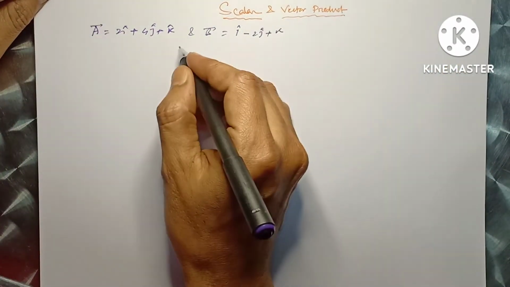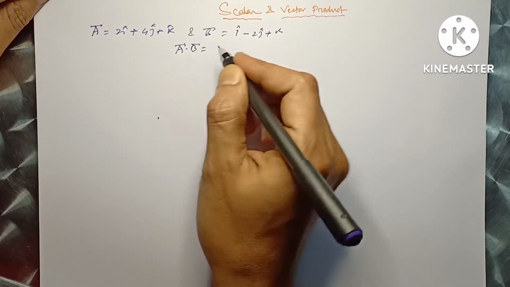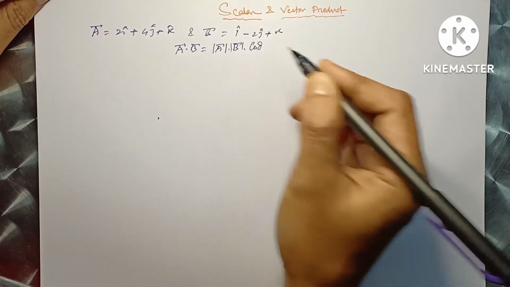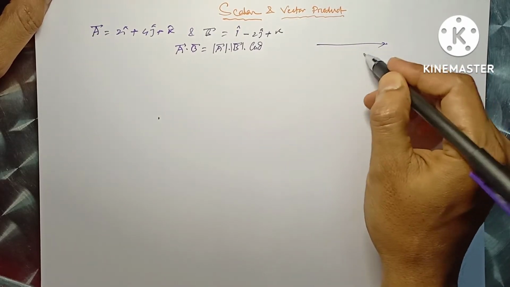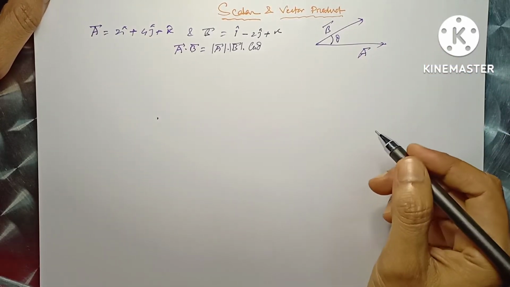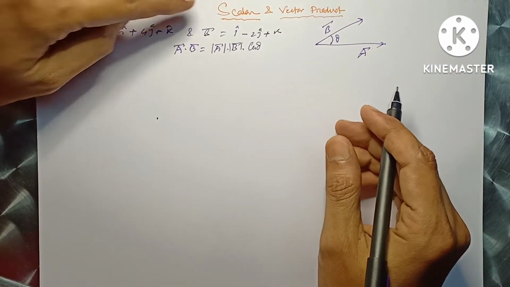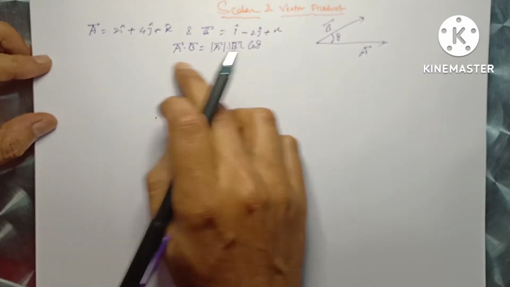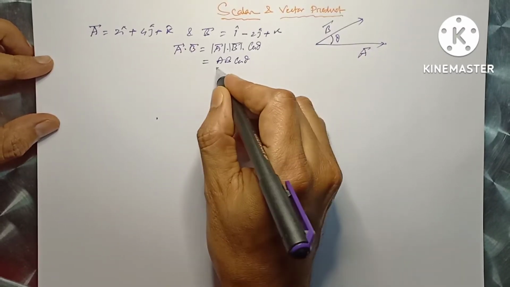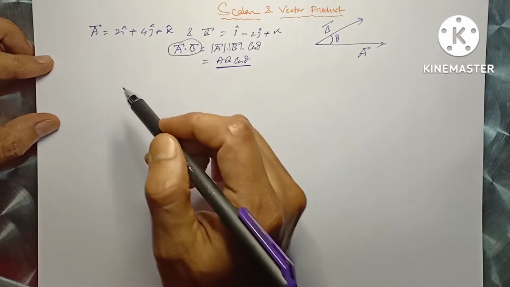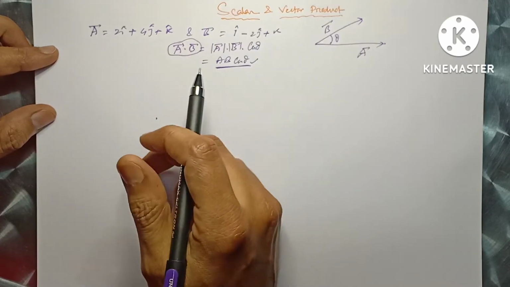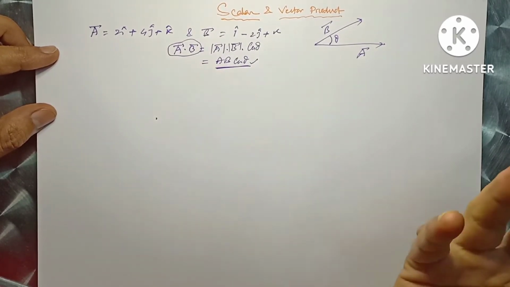Scalar product means a vector dot b vector equals, generally, the formula mod of a into mod of b into cos theta, where theta is the angle. Suppose a vector is along this direction and b vector is directed along this direction, with angle theta between them. So the scalar product or dot product of two vectors can be represented by this formula, ab cos theta, which is a scalar quantity. Therefore, the dot product of a vector and b vector is a scalar quantity. So this product is also called scalar product, or, because of the dot, dot product.